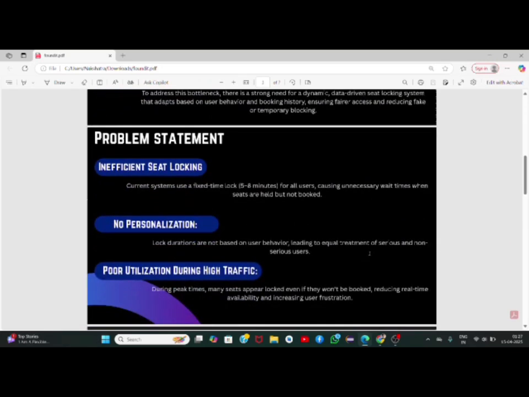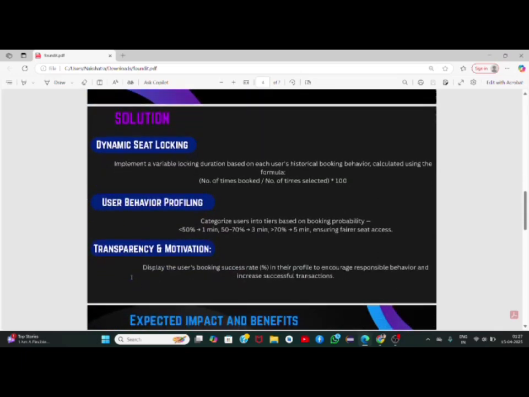So upon all the discussion, there are three problem statements I'm trying to solve. First is inefficient seat locking. Second is no personalization. And third is poor utilization during high traffic. So what is the solution I have proposed? Dynamic seat locking. I've just given an example; the algorithm is quite different here. User behavior profiling: all the users will be profiled and judged by the past booking, all the past bookings will be scanned by a particular algorithm, and the dynamic time for which the seat will be locked will depend upon the past booking records.